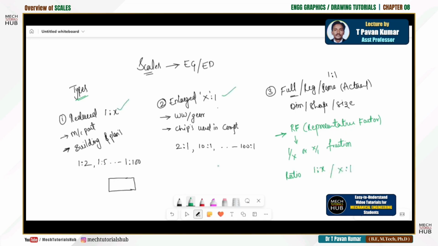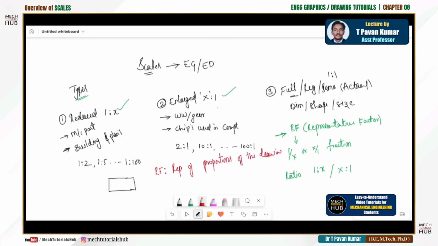These are the things you need to remember. There are three types of scales, followed by values, more and more important. RF is a representation of the proportion of a drawing. This particular RF is a representation of proportions. Try to understand the proportions of the drawing.